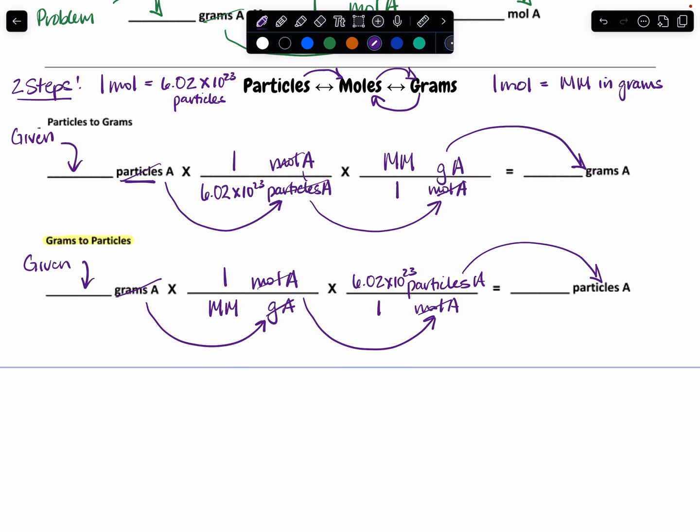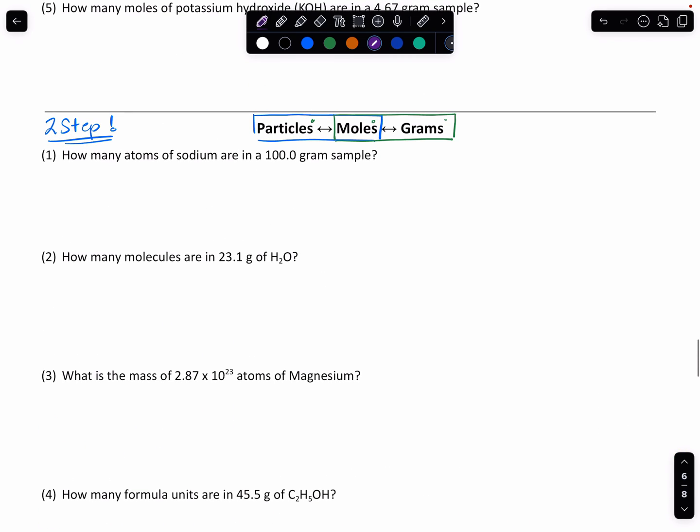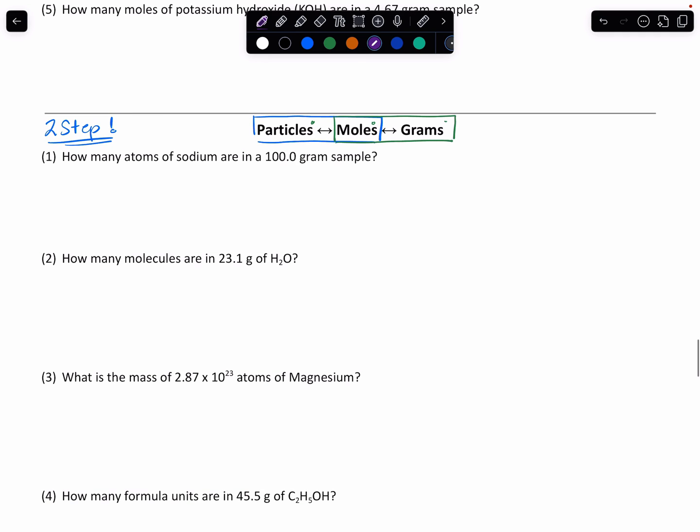Okay, so what do these problems look like? We're going to do a couple of these for practice. My strong suggestion is you do as many of these as you can, because the more practice you get, the better off you're going to be. Let's start with this problem. We've got how many atoms of sodium are in a 100-gram sample. So we've been given 100 grams of sodium, and we've been asked to calculate the atoms of sodium.